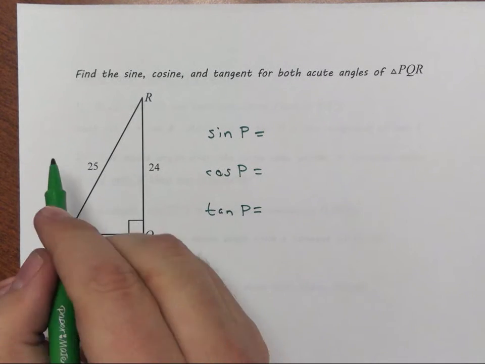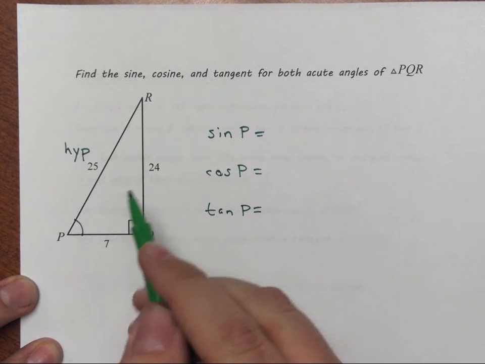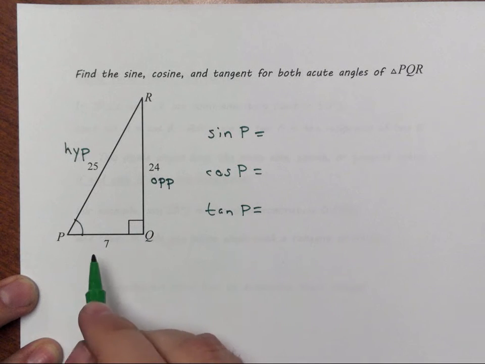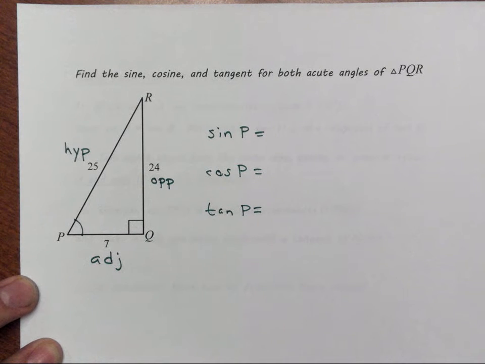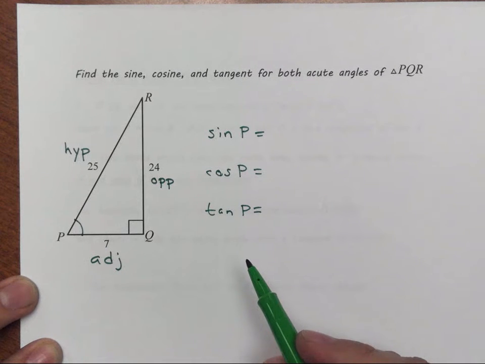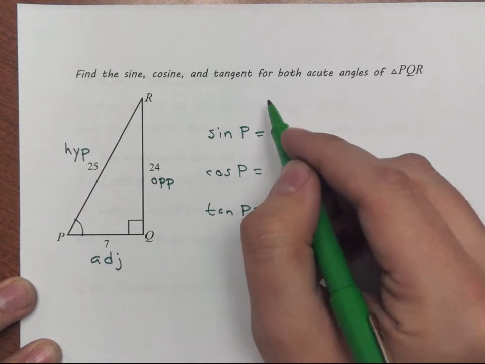Looking from P, I know that 25 represents the hypotenuse. Opposite angle P is this segment right here, which is 24 units long. And adjacent to angle P is this segment right here, which is 7 units long. So now, when I'm doing the sine of P, the cosine of P, the tangent of P, again, I need to remind myself that the sine is the ratio between what two sides.